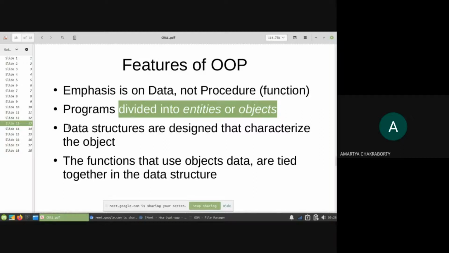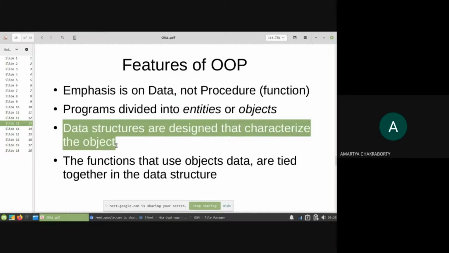Data structures are designed that characterize the object. There are particular data structures which we will come to in the next lecture, and these data structures are called class. These class data structures are designed so that we can efficiently characterize how particular real world objects work. And the functions that use the object's data are tied together in the data structure. So basically, the data structure called class helps us tie together the functions and the data elements which help us characterize any object in object oriented programming.